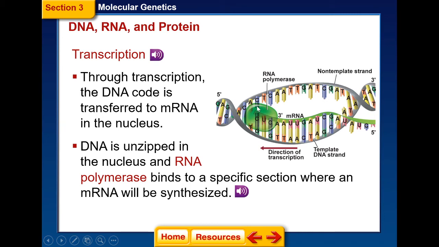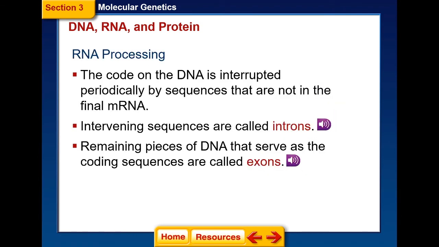Here's the RNA polymerase, and then you see this mRNA strand being transcribed. And notice the A's pair with U's. The C's and the G's still pair with each other. The T's still pair with A's. However, the A's pair with U's. So that's one thing I want you to be aware of.